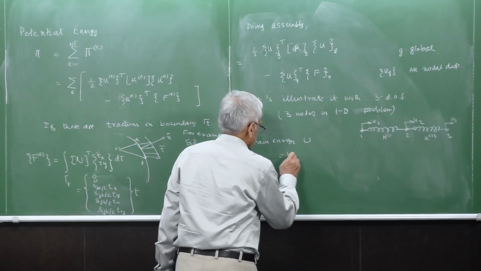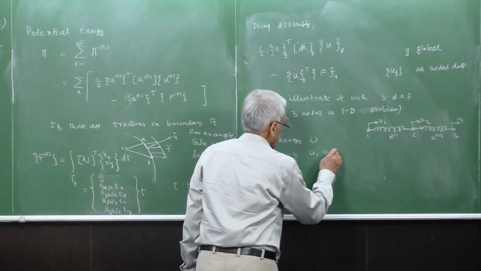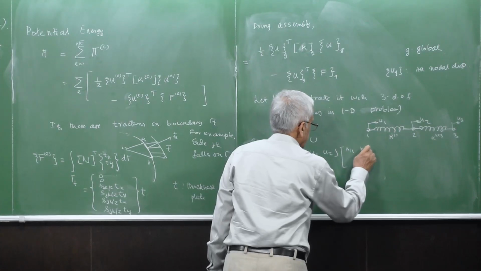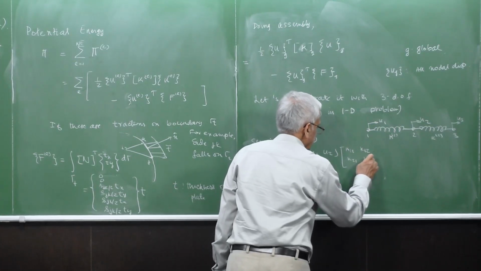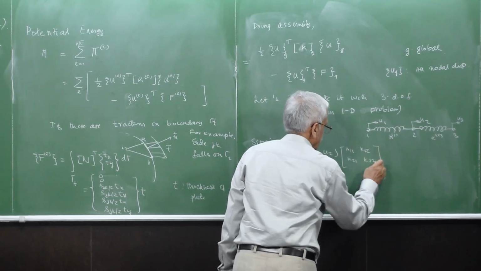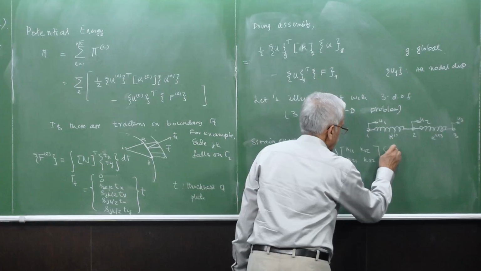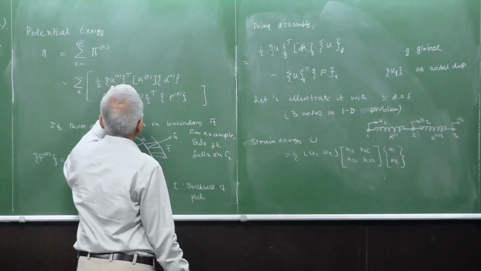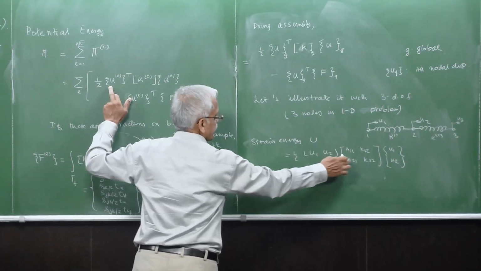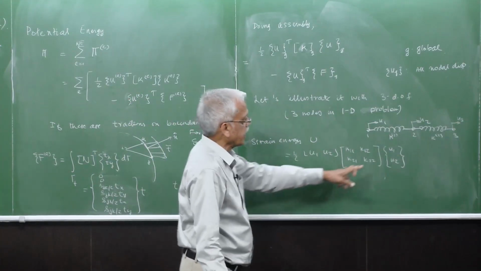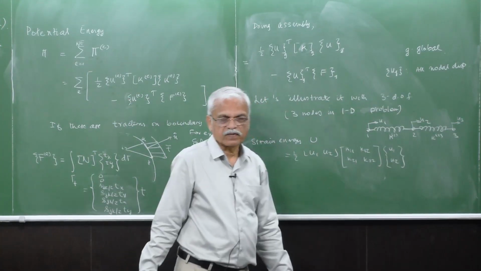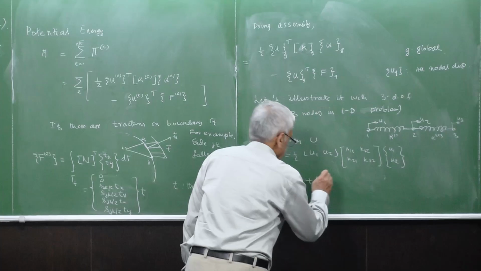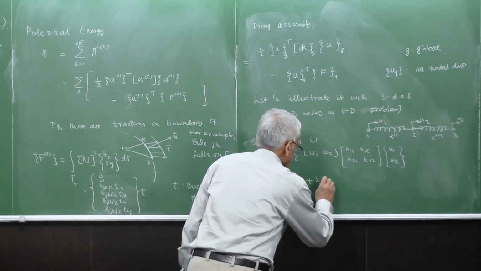So it is half, and it is U1, U2, A11, A12. So this is for the first element here. For the first element, we have U1, U2, and this is the stiffness matrix, followed by again the displacement vector in this way. Now this has to be added with the second element contribution.